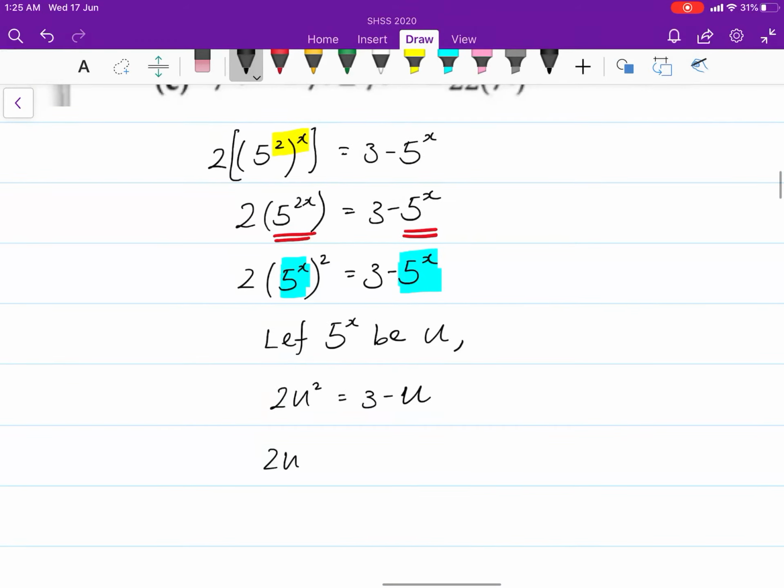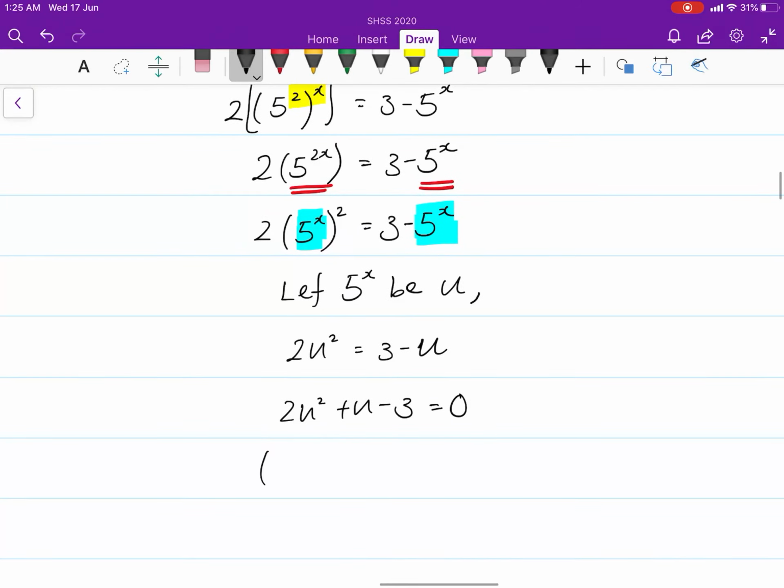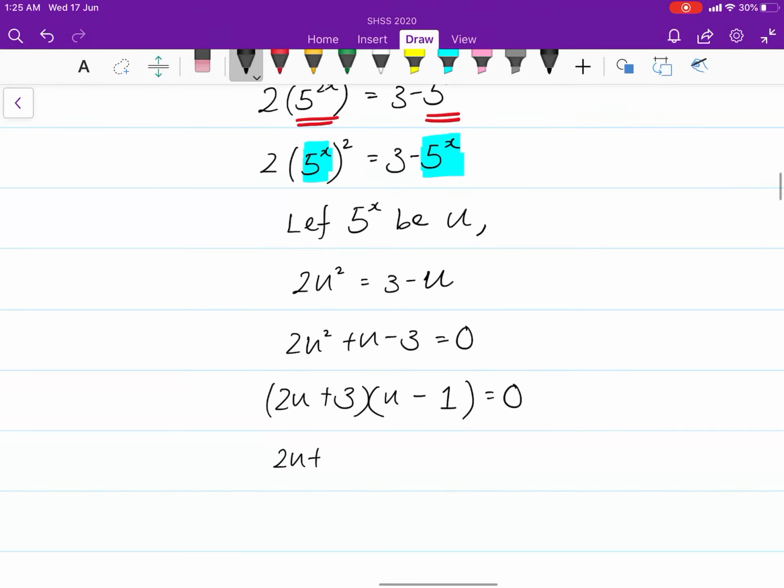Bring everything over. 2u squared plus u minus 3 equals to 0 is a quadratic equation I can solve. Now, this one need to use the cross method, but in this case, I'm going to skip the cross method. I'm just going to do this. From here, I know that 2u plus 3 equals to 0, or u minus 1 equals to 0, u equals to minus 3 over 2, or u equals to 1.